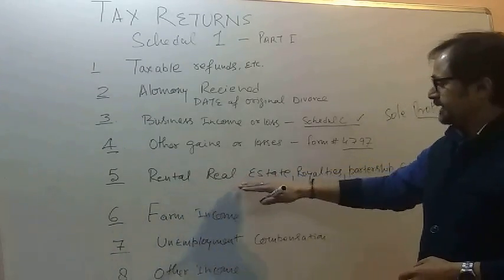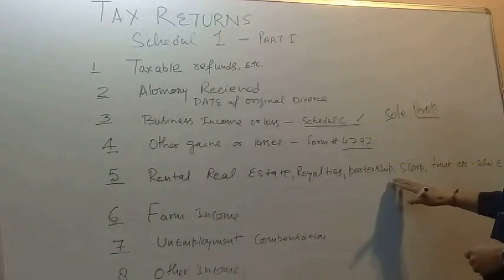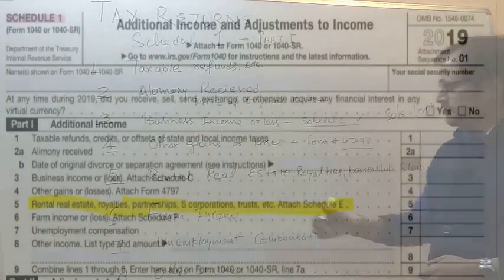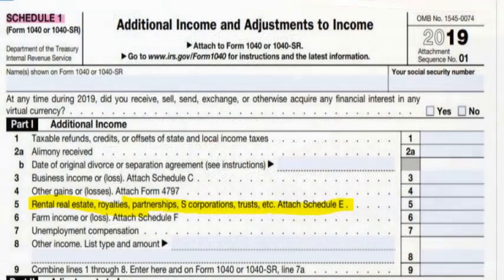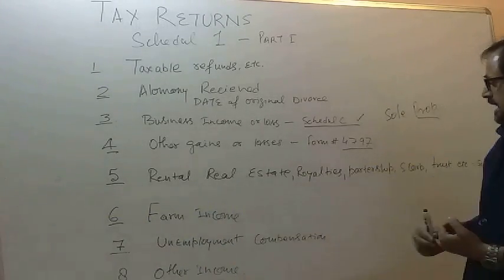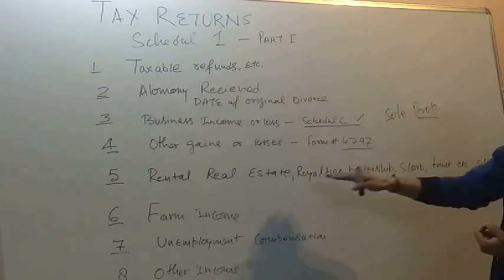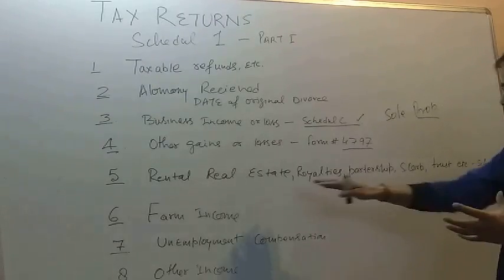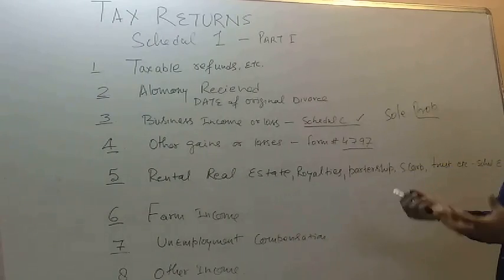The next is rental, real estate, royalties, partnership, S corp, trust, etc. Whenever these types of income appear, rental income, royalties, partnerships, S corp and trust, on what schedule are they going to appear? Schedule E. Again, the borrower could have rental income as well as partnership income, royalties and S corporations. In this line, there could be different sources or only one source.